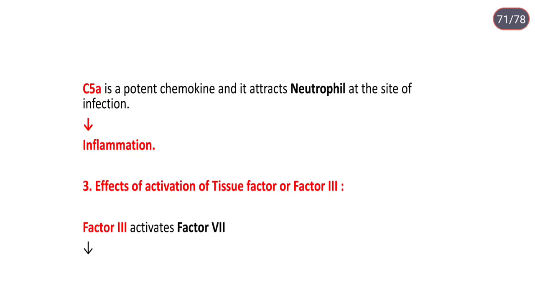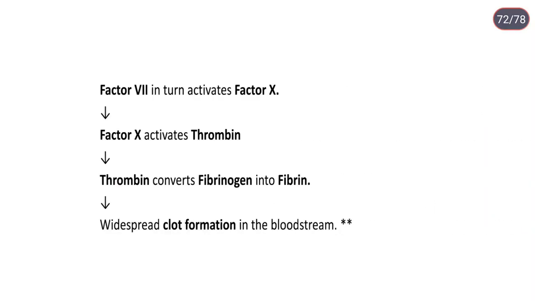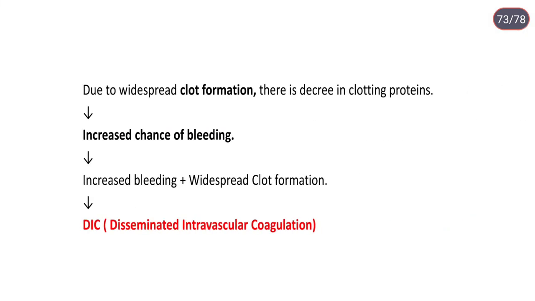Now the third thing which is activated by the endotoxin is actually the tissue factor, or factor 3. Now this factor 3, by the extrinsic coagulation pathway or the coagulation cascade, activates fibrin, which causes widespread formation of clots, and due to the using up of the clotting factors, there is a deficiency of clotting factors inside the blood, leading to bleeding tendency. So the combined effect of this clot formation as well as this bleeding tendency leads to disseminated intravascular coagulation, or in abbreviated form, DIC.